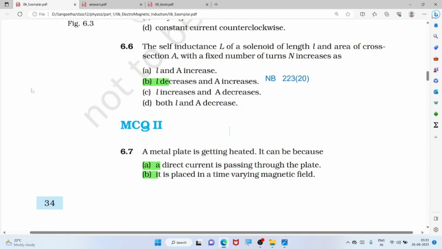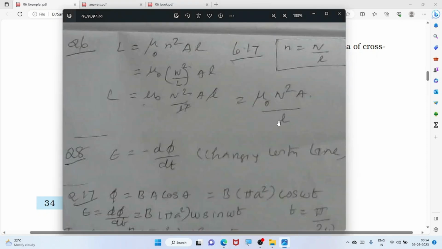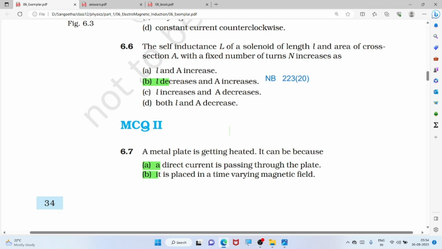Now they are asking about the self-inductance L. Here the length l is in the denominator. When l decreases, the self-inductance will increase. Similarly, when A increases, it will also increase. A is directly proportional, and the length of the solenoid is inversely proportional to the self-inductance. That is, l decreases and A increases.